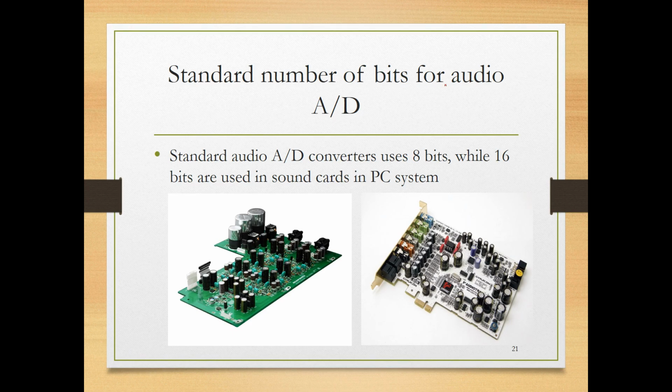So, standard number of bits for audio, analog to digital. Standard audio analog to digital converters use 8 bits. This is actually in our phones sometimes, 8 bits. How many levels if we have 8 bits? 2 to the power 8.